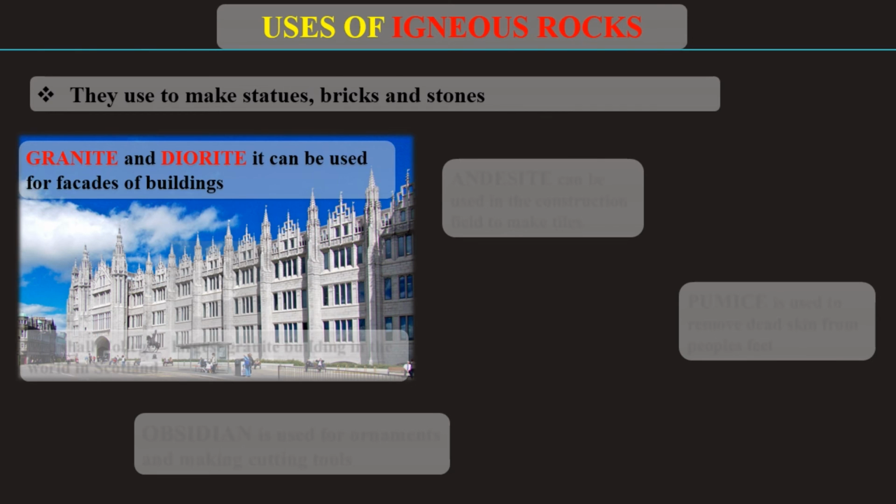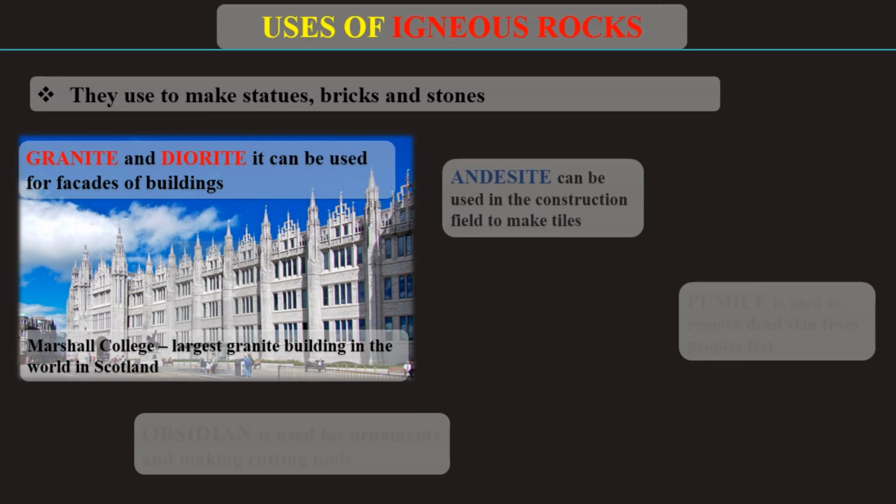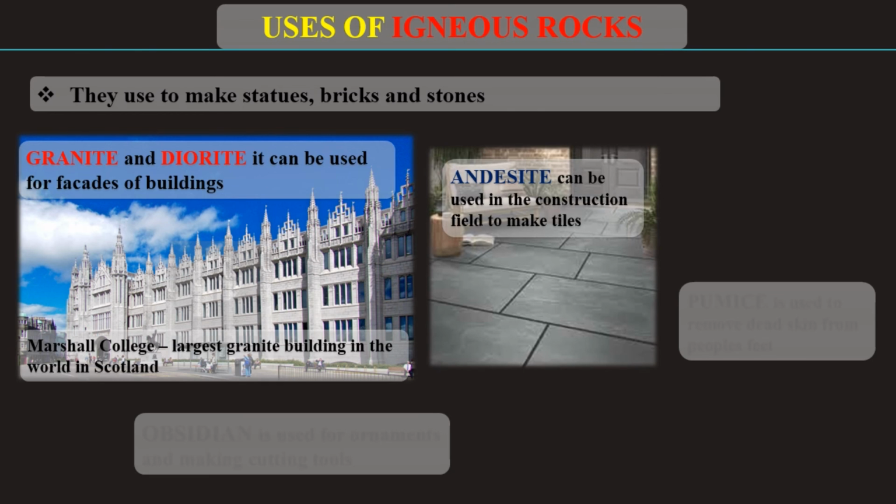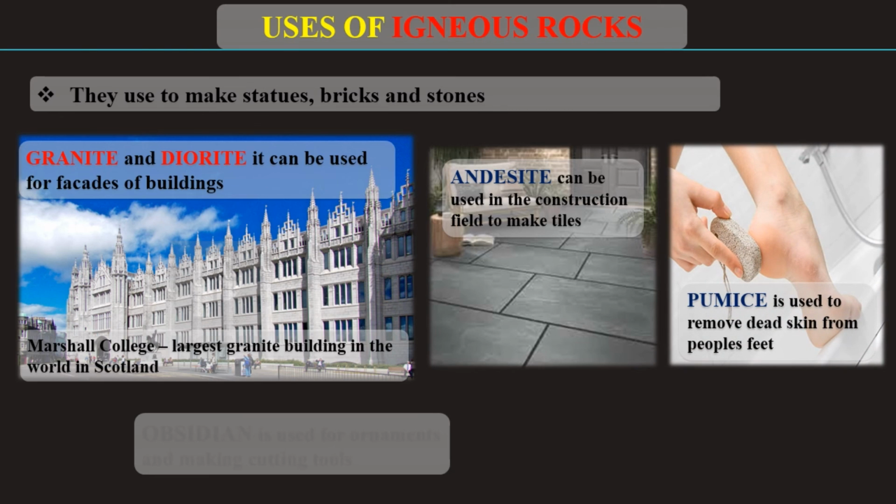We have here an example, the Marshall College that can be found in Scotland. This building is made up of granite. This is actually the largest granite building in the world. We also have the andesite, which can be used in the construction field to make tiles. Here's an illustration. Next, we have the pumice, which can be used to remove dead skin from people's feet. Here's an illustration of a pumice rock.